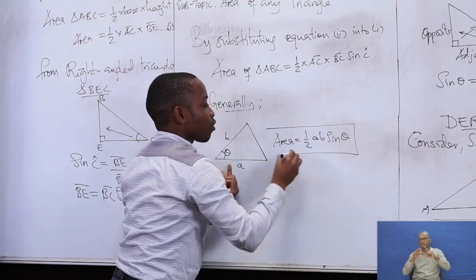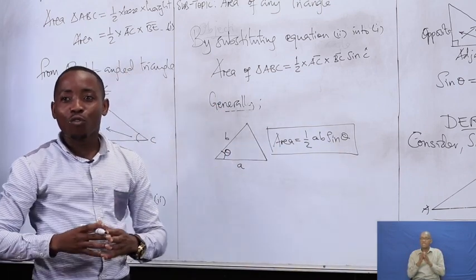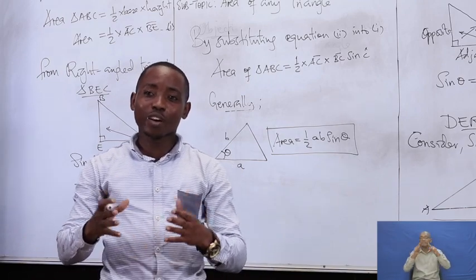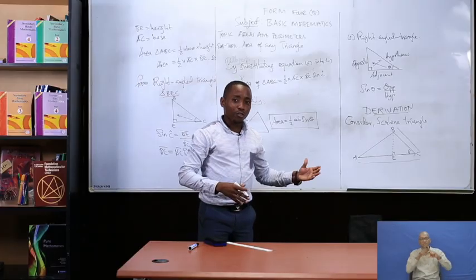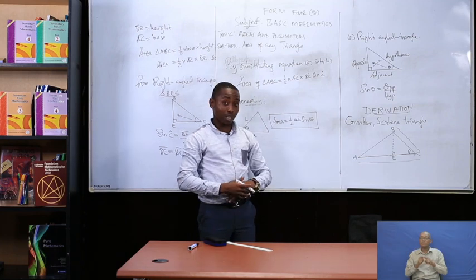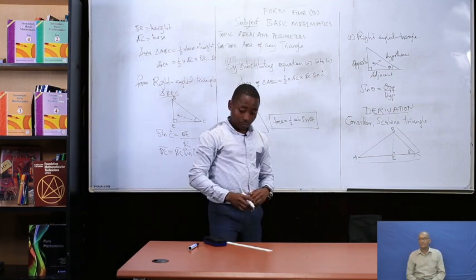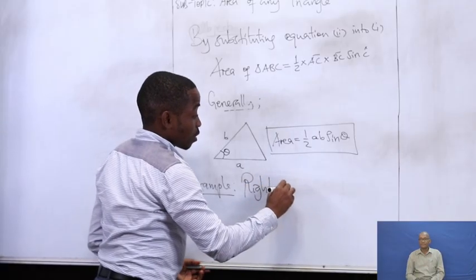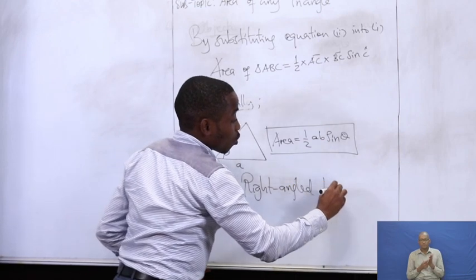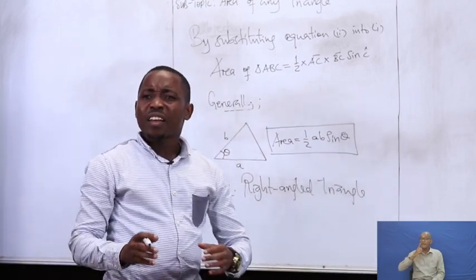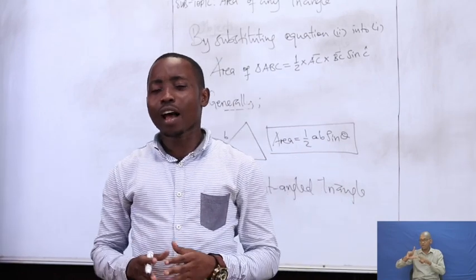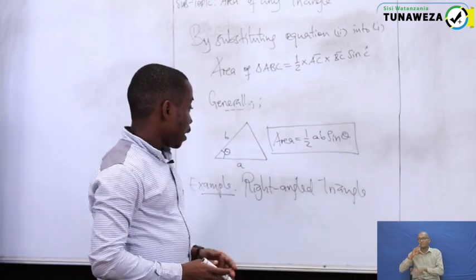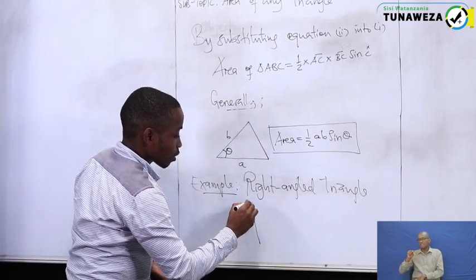This is our general formula to find area of any triangle, whether it is isosceles, equilateral, scalene, and whatever. If you need to find the area, you use this formula in order to get the area. If we have a right-angled triangle, why do they say the area of a right-angled triangle must be a half times base times height? There is no sine and whatever. For a right-angled triangle, we have a special case, this one.